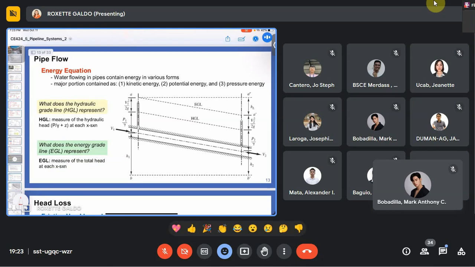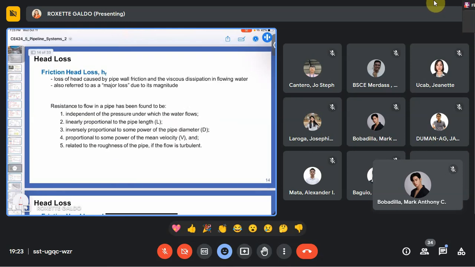Head loss is denoted by HL. The L is head loss, but the subscript L will be replaced by the letter corresponding to the cause of the head loss. So if the head loss is due to friction in the pipe, the denotation is H sub F. F means friction. Friction loss or friction head loss is considered a major loss.